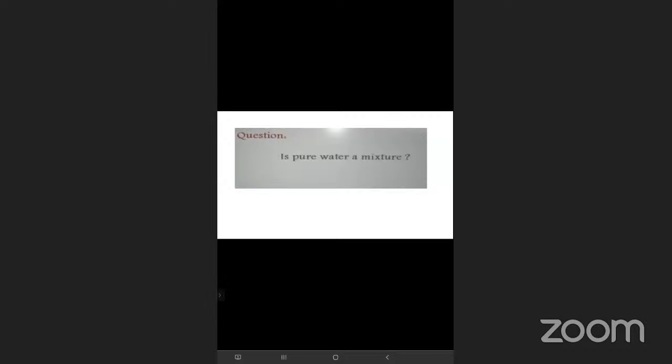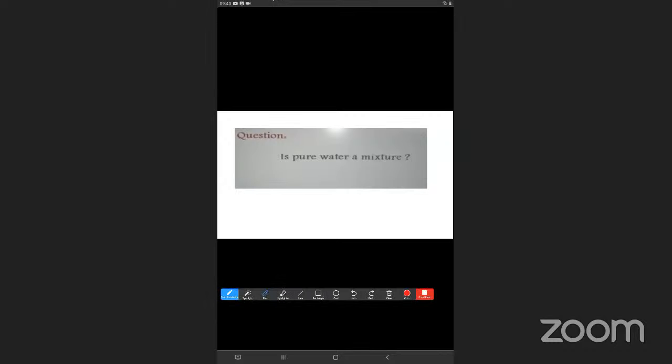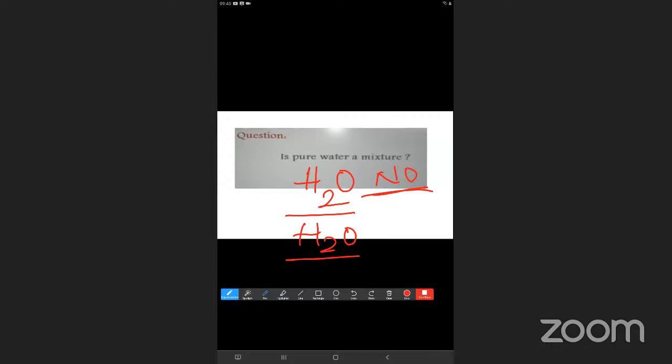So here is one question. Is pure water a mixture? No. Pure water is not a mixture, because water consists of H2O, that means 2 hydrogen atoms and 1 oxygen atom. Here the ratio is always fixed. We can separate this water by chemical process only, not by physical process. This is not a mixture.